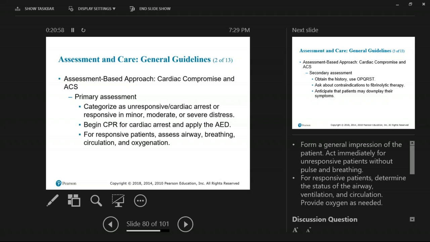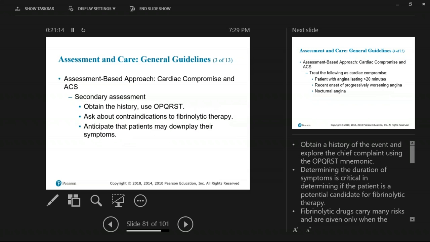So you give your primary assessment, and you categorize the patient. Are they unresponsive, in cardiac arrest? Where are they at? Minor, moderate, severe, and what's going on? If they're in cardiac arrest, you already know how to run that. I'm not going to walk through that with you. If they're not, then you can obtain their OPQRST from them if it's just chest pain.